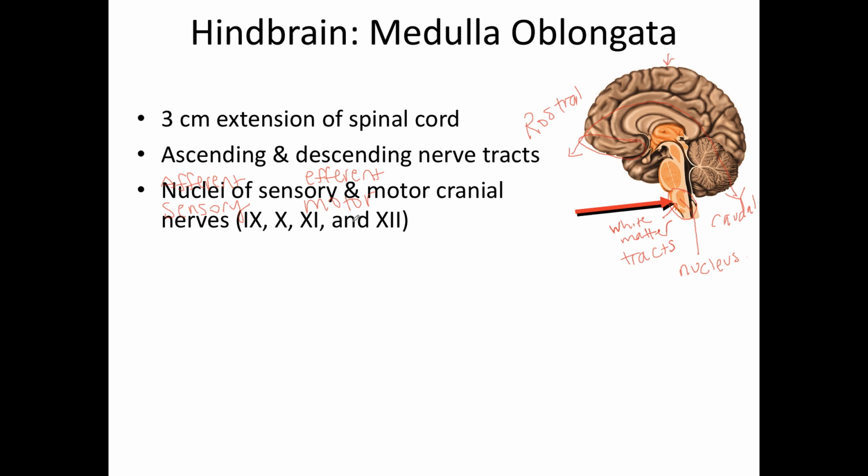Okay, the nuclei of sensory and motor cranial nerves, so nuclei are again gray matter surrounded by white matter, and this is the nuclei of the cranial nerves, so the cell bodies of those nerves. And that's cranial nerves 9, 10, 11, and 12, so the last few.